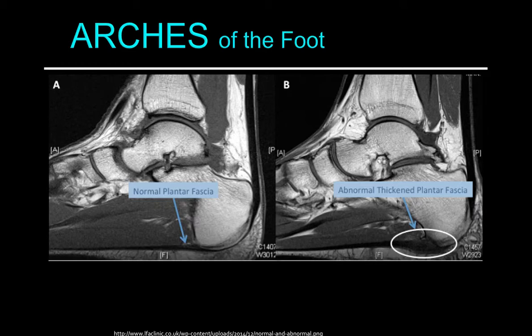If we look at an MRI on the left picture, you're going to see a normal plantar fascia, which is going to be this very, very bottom portion and some of this black area. And then if we look on the right-hand side, this is an abnormal thickening of the plantar fascia, or inflammation of this fascia. Okay, we can also see how the shape of the calcaneus has been altered as well due to this fascia being inflamed.